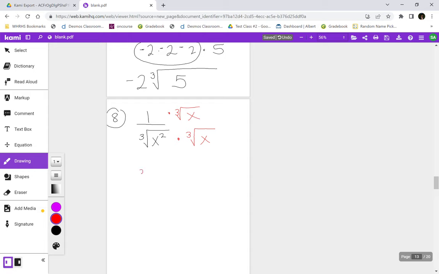So in my numerator, I just have the cubed root of x. In my denominator, wouldn't this be the cubed root of x cubed? Which is what? X. So we have the cubed root of x over x.